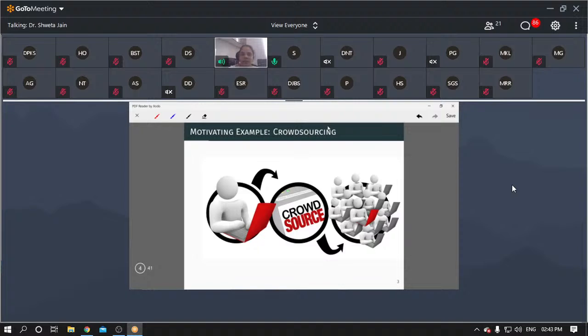The second example comes from the crowdsourcing model. Crowdsourcing is very popular these days, especially when Corona is hitting us. I was just seeing the news, there is a huge amount of money being spent on the crowdsourcing model because you are trying to give jobs to people, right? So what is a crowdsourcing model?